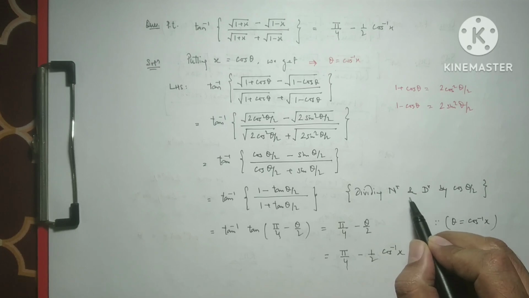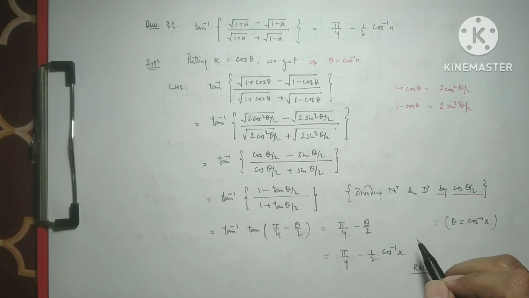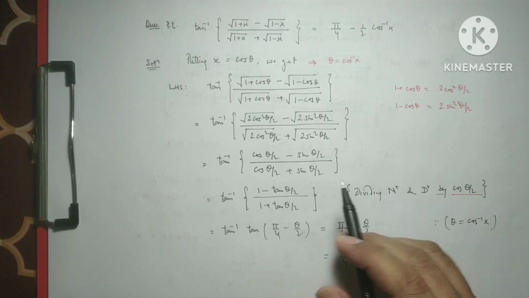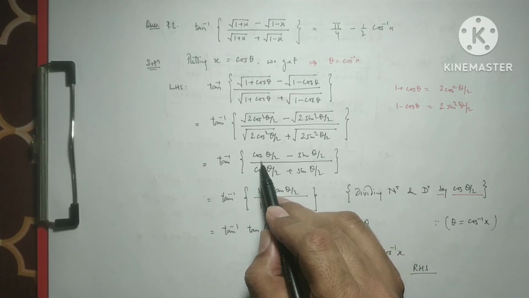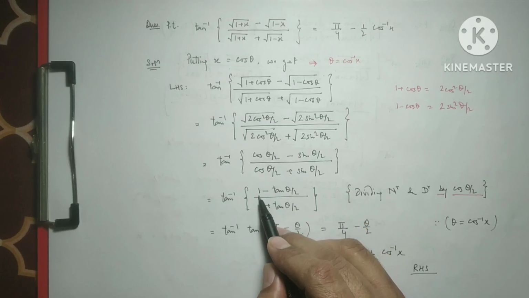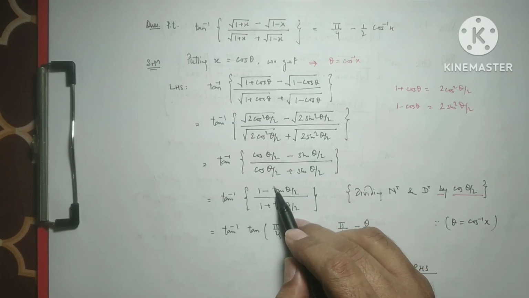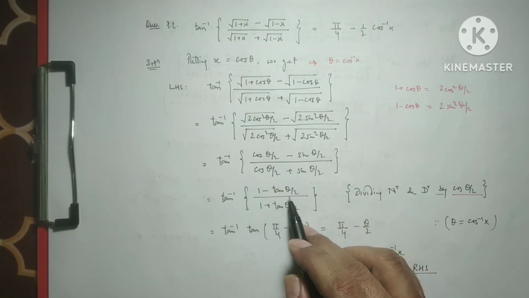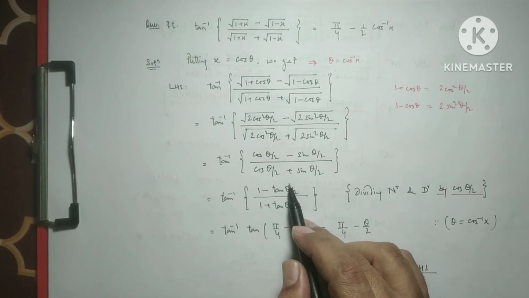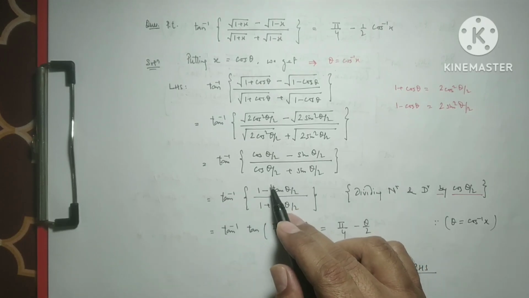We are dividing numerator and denominator by cos theta by 2. So when you divide the numerator by cos theta by 2, cos theta by 2 divided by cos theta by 2 gives 1. And sin theta by 2 over cos theta by 2 gives tan theta by 2. In the case of the denominator, it will be 1 plus tan theta by 2. So right now we have tan inverse of this tan expression.